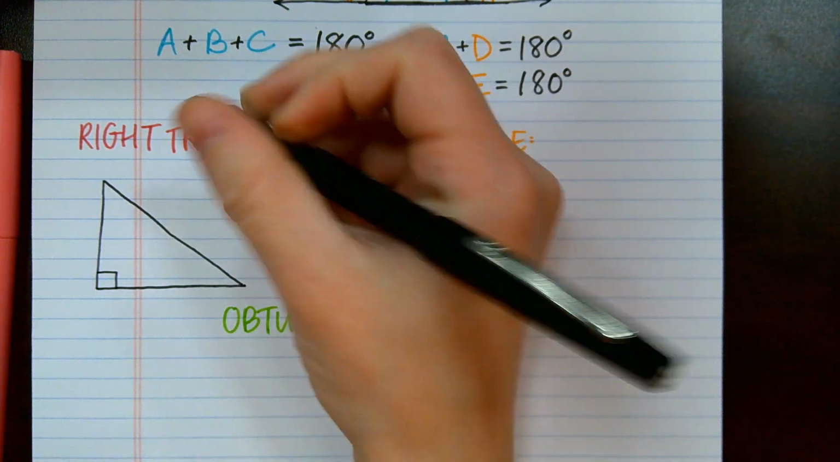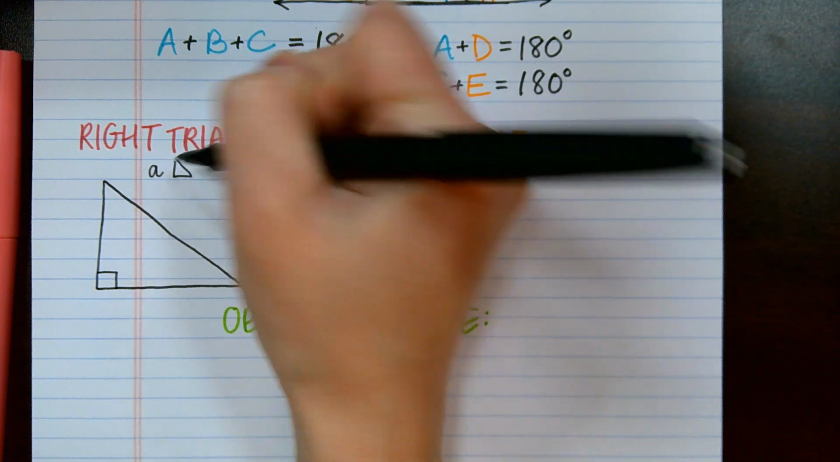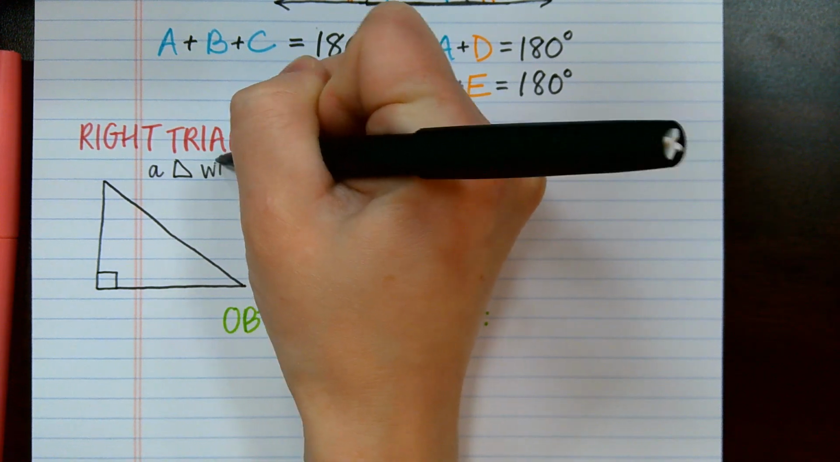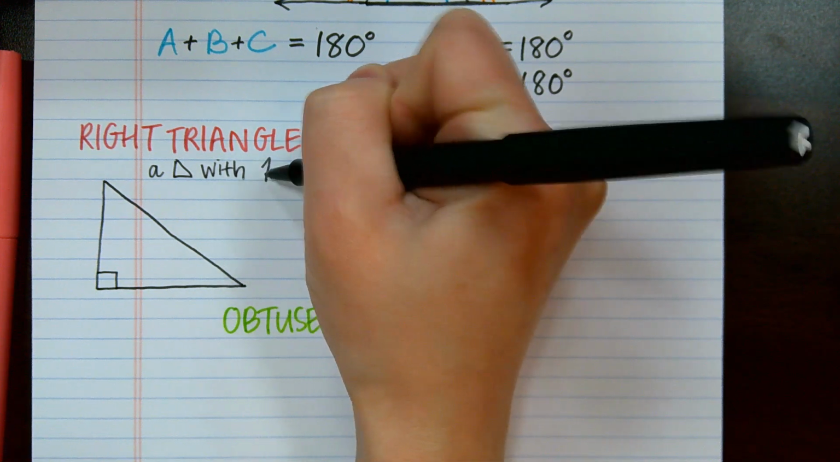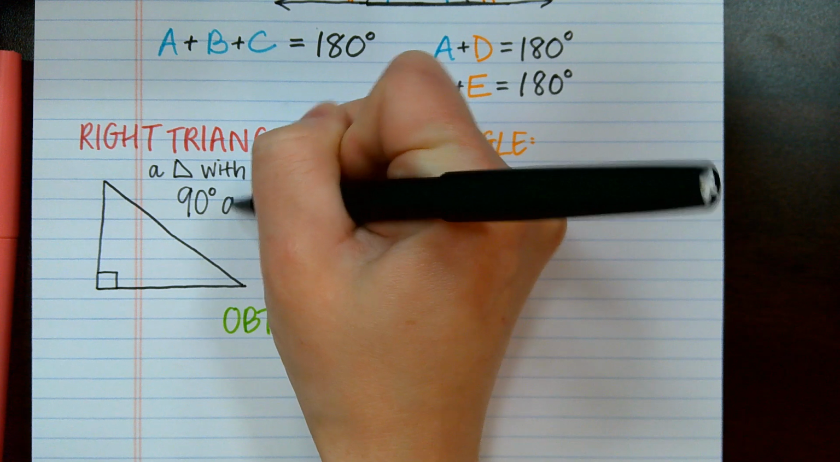So a right triangle is a triangle with one 90-degree angle.